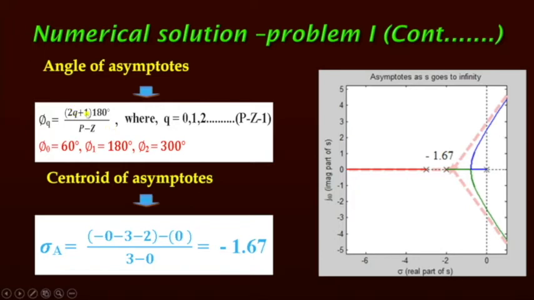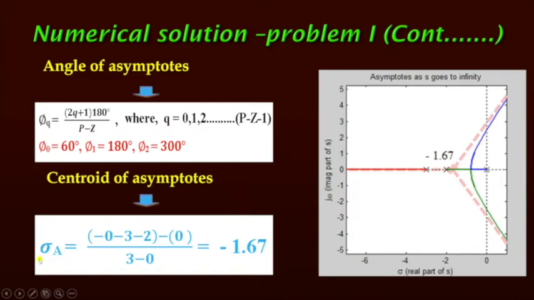When q equal to 0, then 180 by 3, that means 60 degrees. When q equal to 1, 3 into 180 by 3, that means 180 degrees. When q equal to 2, that means 5 into 180 divided by 3, then this angle is 300 degrees. Then find the centroid of asymptotes.